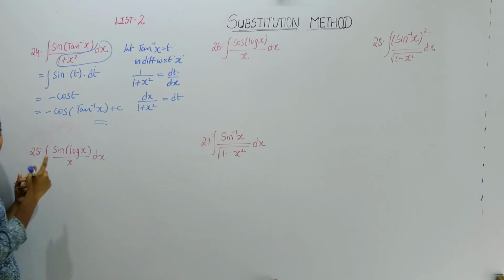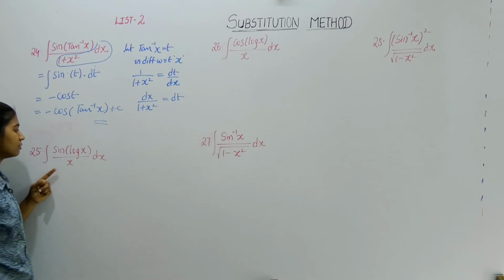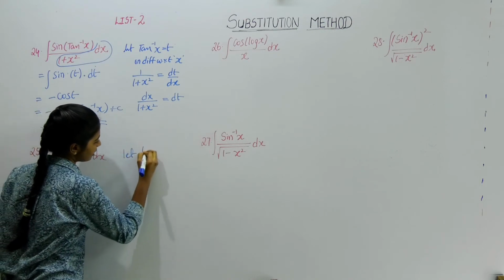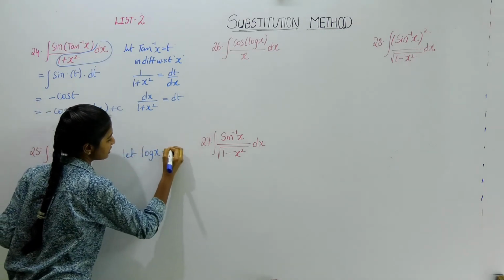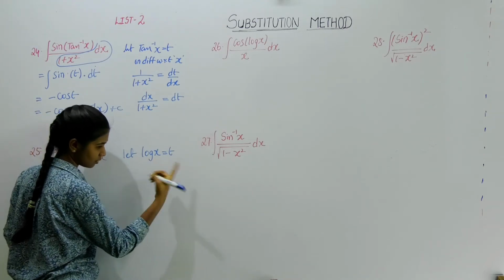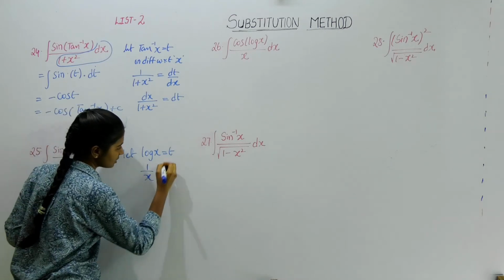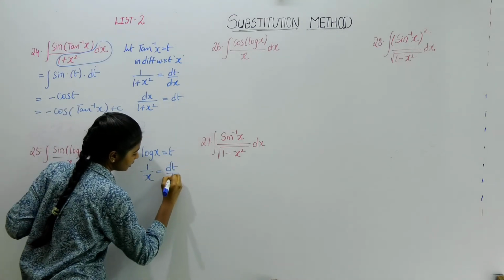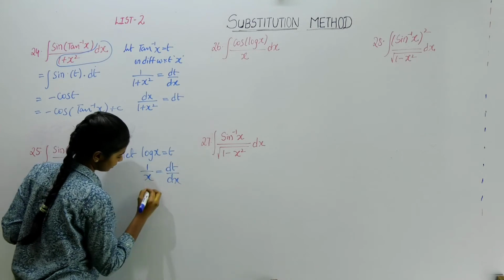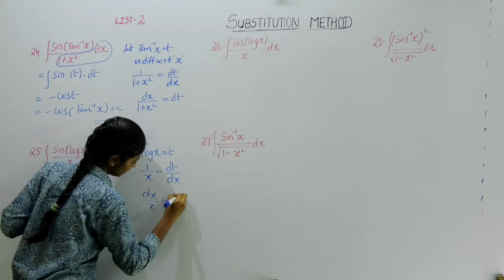Next, 25th one. Integral sine of log x by x dx. To solve this, let us assume log x is equals to t. On differentiating with respect to x on both the sides, d by dx of log x is 1 by x, and for t, dt by dx. dx by x is equals to dt.